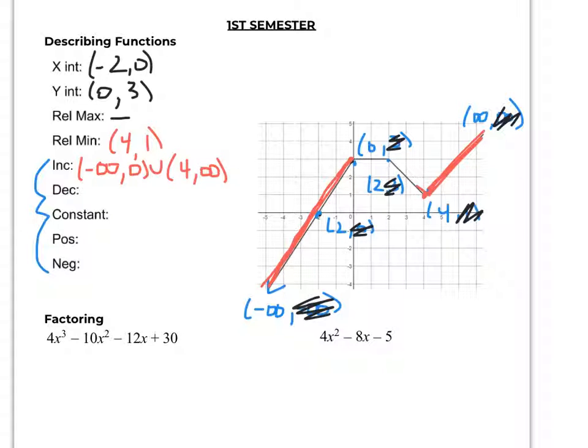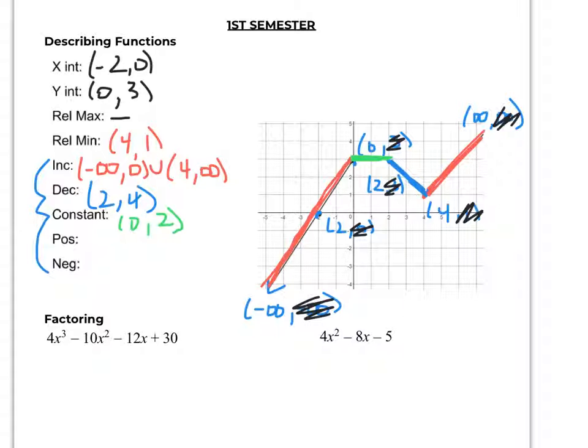Decreasing means I'm going down. So I'm going down from an x-coordinate of 2 to an x-coordinate of 4. I'm not asking from what height am I going down and how low am I going. I'm saying where is it going down, period. And then constant is going flat, and that goes from 0 to 2. What's important here are my x values. And I ran out of colors, but that's okay.